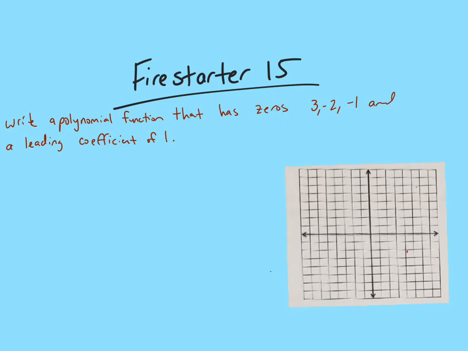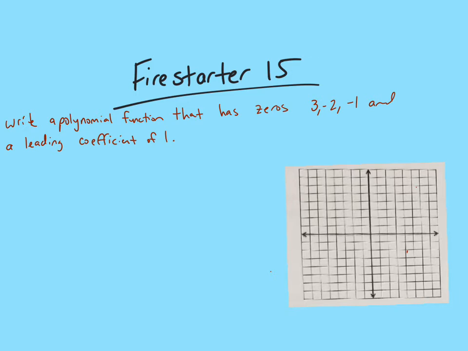The keyword is yelling babies. Write a polynomial function that has zeros 3, -2, -1, and a leading coefficient of 1. It's actually pretty easy. It's very similar to what we did before, where we were doing our creating equations activity. So those are our zeros: x equals 3, x equals -2, x equals -1.